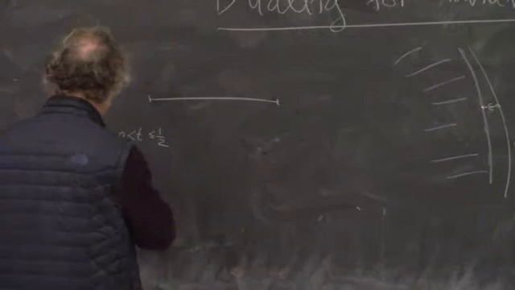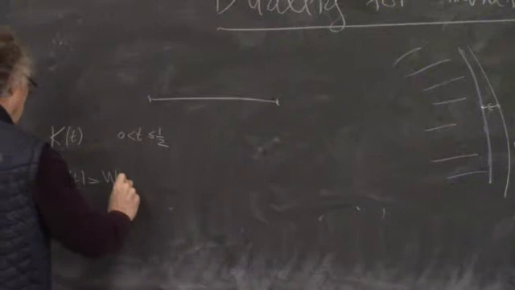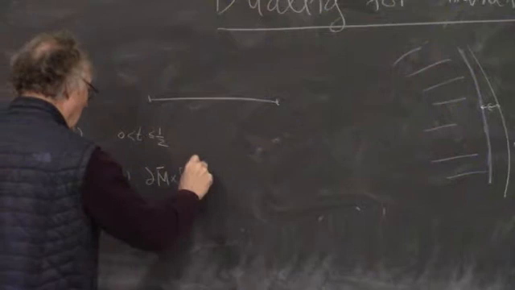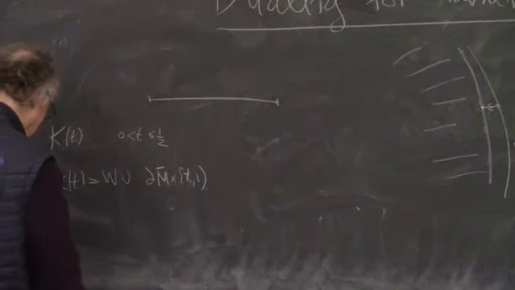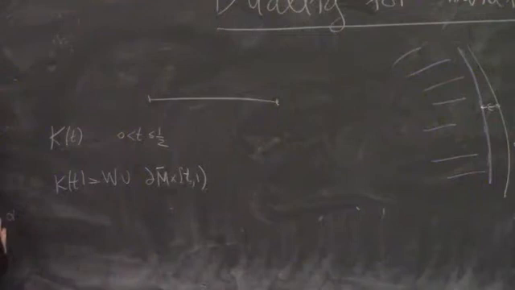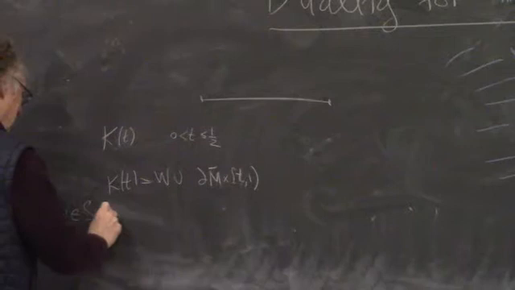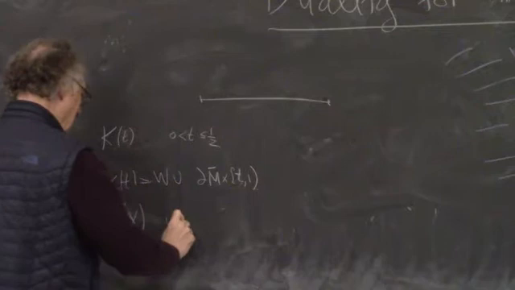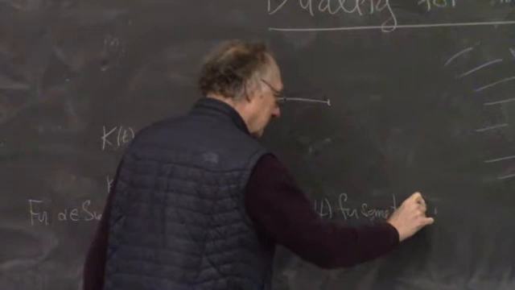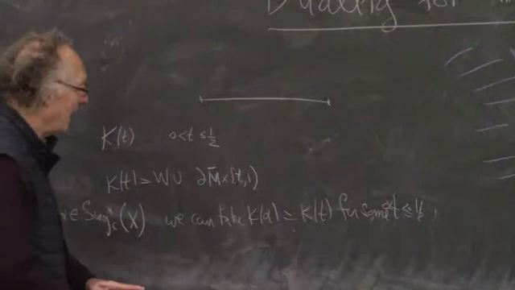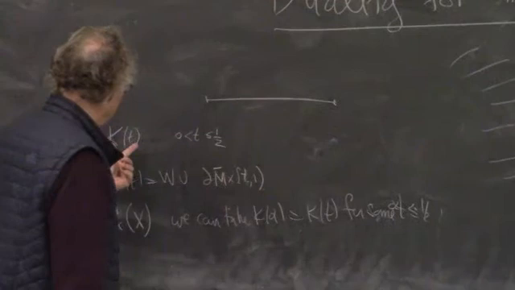So K_t would be W union the collar from t to 1. Now let t go to 0. So that's a family of compact sets, and given alpha, a singular cochain with compact supports, we can take K alpha equal K_t for some t greater than 0. Because there's a compact set K alpha in here, and all such compact sets are contained in these particular families.